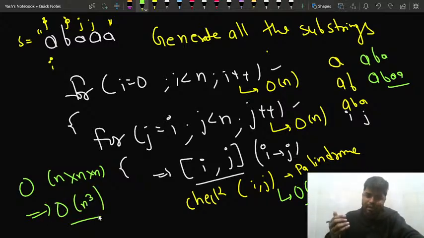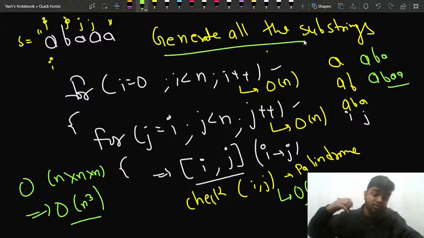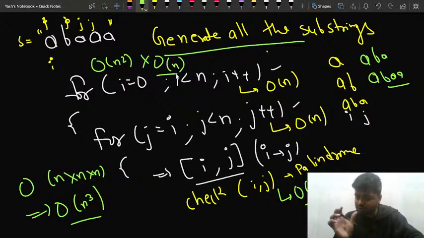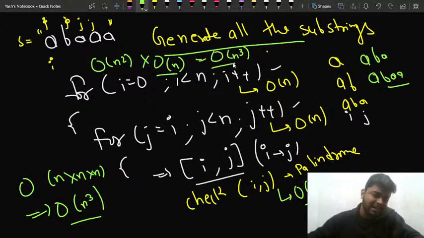Is this part clear to everybody? First of all you need to generate all the substrings, and for doing that you are taking order of n squared time. But to check whether each generated substring is a palindrome or not, you will make a function palindrome, or you will simply write a loop for that. So it will also take order of n time because you will check for the length of that particular string in the worst case. So that's why it will be order of n cube. Is this much part clear to everyone?